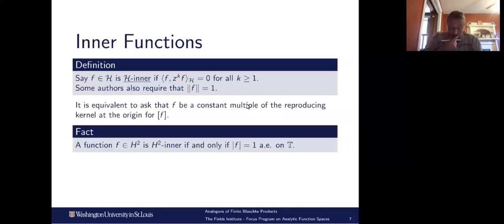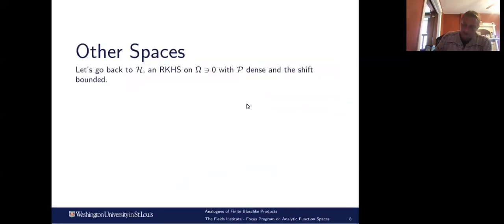Okay, so another fun fact is that this definition of inner coincides with inner on H2, right? So you could see that just because if I look at f and z to the k f, I'm going to look at the integral on the circle of f times z to the k f bar. And because f is inner, this is just going to be z to the bar k, and this will give me 0 for all k not equal to 1. All right. So this really is a generalization of a classical H2 inner function from an operator theory standpoint.